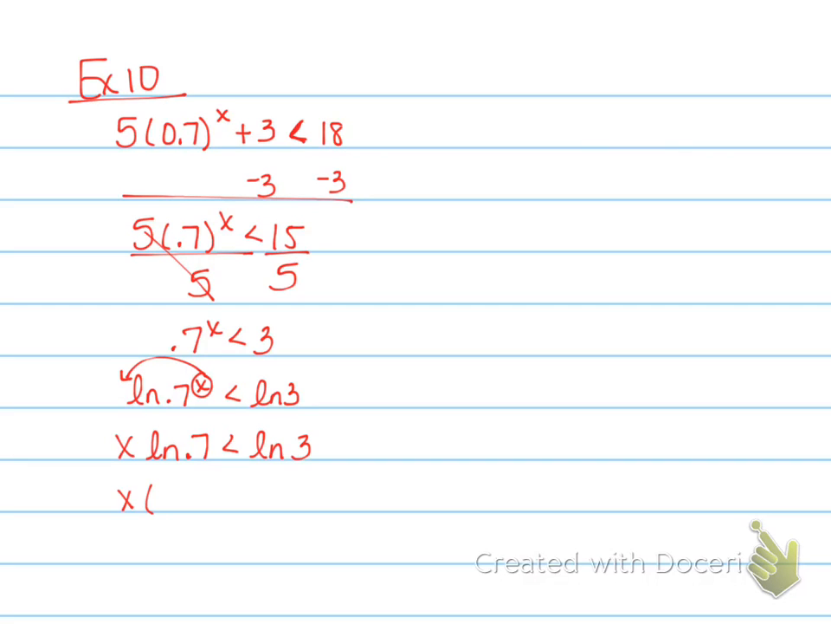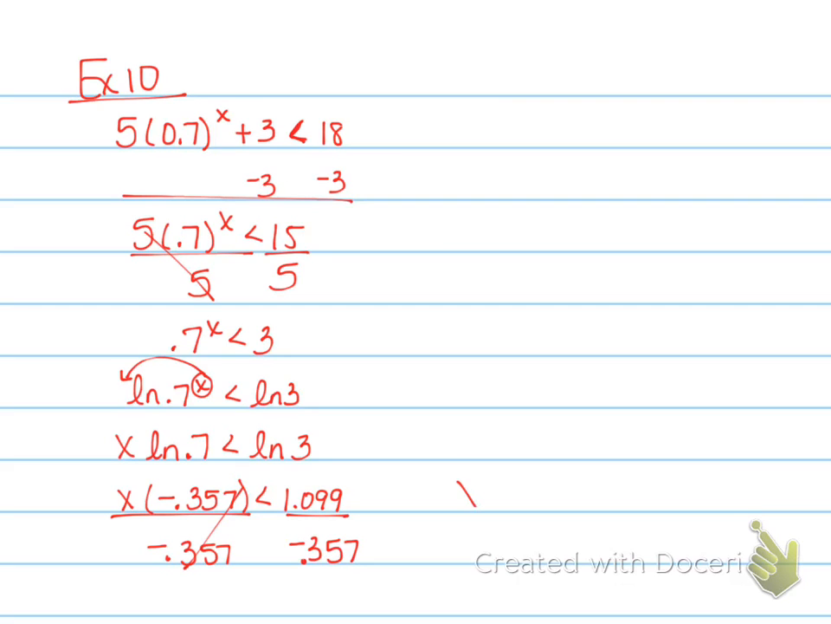So the natural log of 0.7 is approximately negative 0.357. And since I did it to the left side, I'm going to go ahead and do it to the right. So the natural log of 3 is approximately 1.099. And so then we can see we are going to have to divide by a negative number, which means that inequality symbol is going to have to flip.